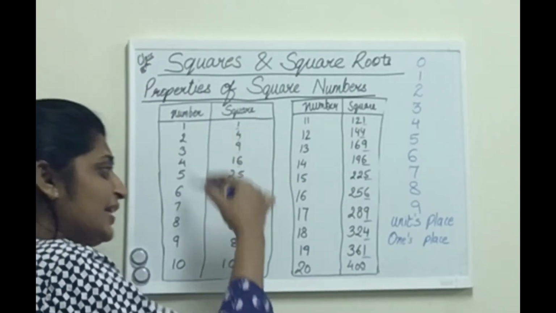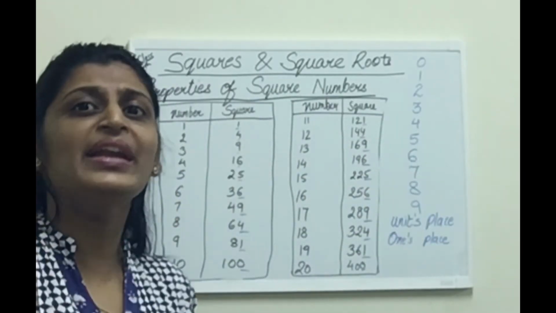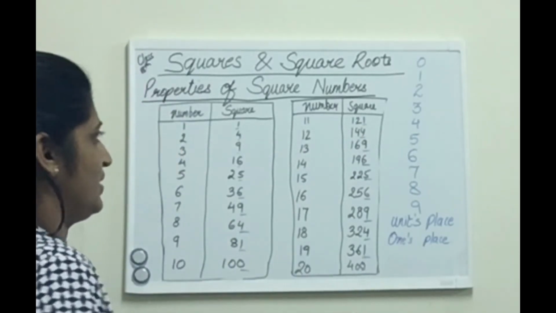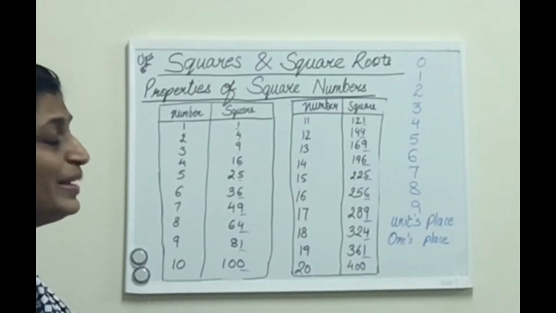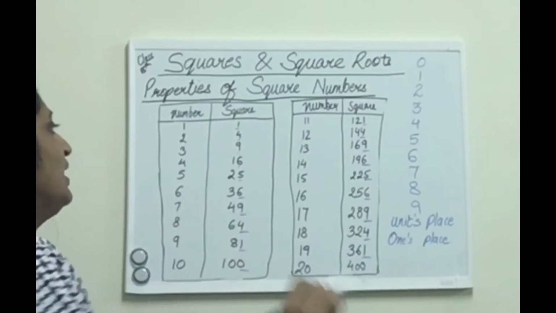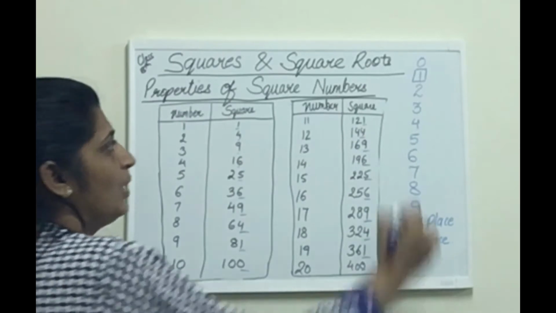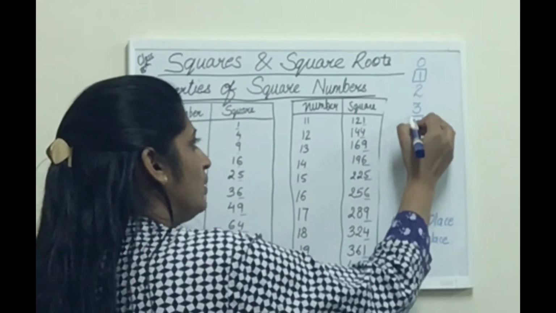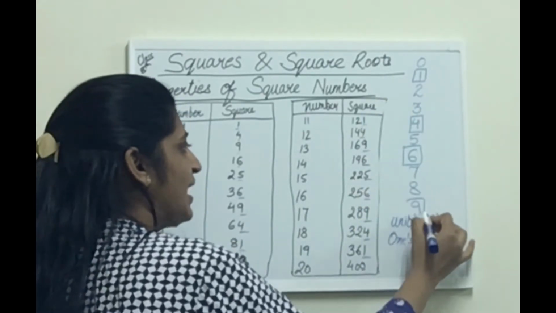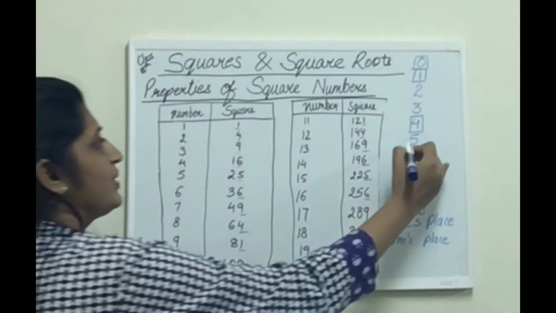See, in these 20 square numbers, in these 20 perfect squares, you will see, mind it, you will see that there is 1, there is 4, there is 6, there is 9, and there is 0. There is 5.